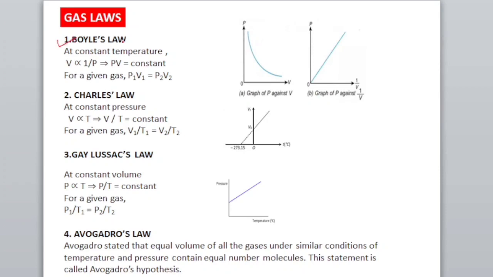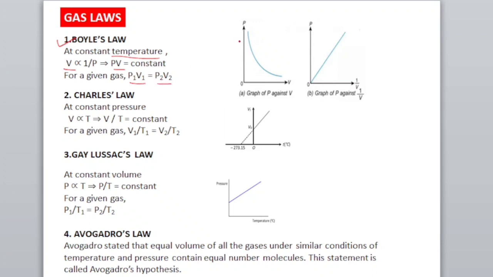First one is Boyle's law. What is the statement of Boyle's law? At constant temperature, volume of a given mass of a gas is inversely proportional to pressure. Right, at constant temperature. It means PV is constant. For a given gas, P1 V1 is equal to P2 V2.